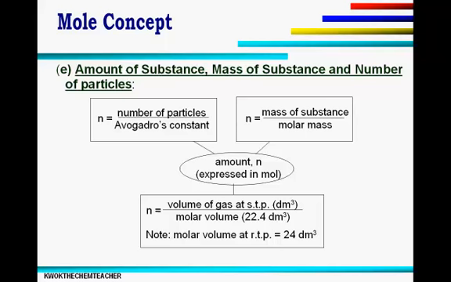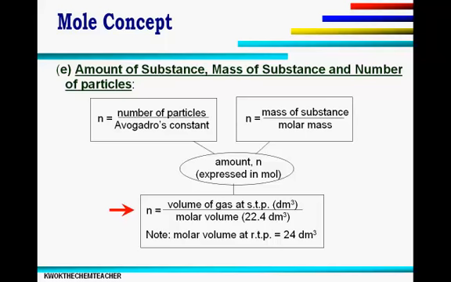We can obtain the amount of substance from the number of particles, the mass of substance, and the volume of the gas. To obtain amount of substance from number of particles, we will just simply find out the number of particles divided by the Avogadro's constant. To find out amount of substance from mass of substance, we will use the mass of substance and divide it by the molar mass.